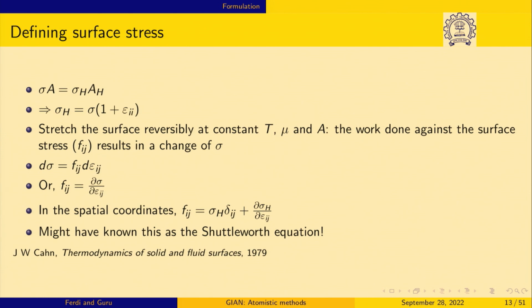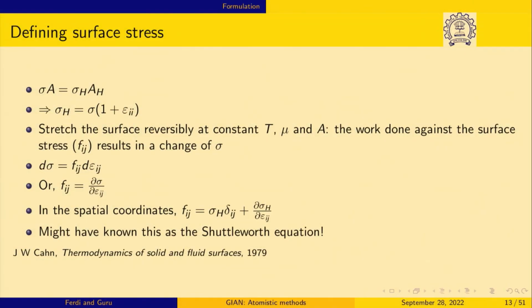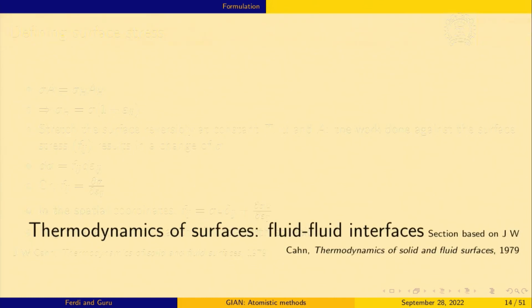Okay. So, what are we doing? We are stretching the surface reversibly at constant temperature, chemical potential and area. The work done against the surface stress results in the change of sigma. You were taught to take a small film and stretch it by a force, f dx is the work done, which is equal to surface tension. That is how you defined it. Now, you have to define it a little bit more generically, because now it is sigma dotted with epsilon. That is all, there is nothing new that we are doing, and this is known as the Shuttleworth equation.